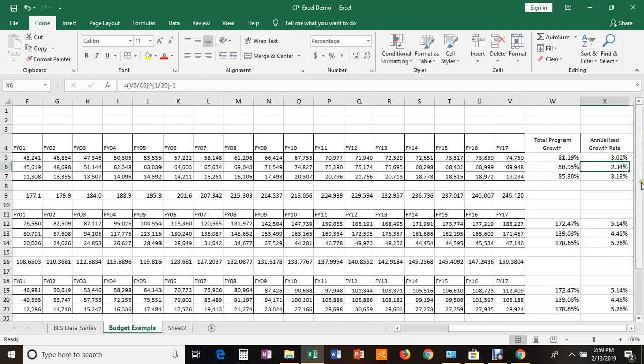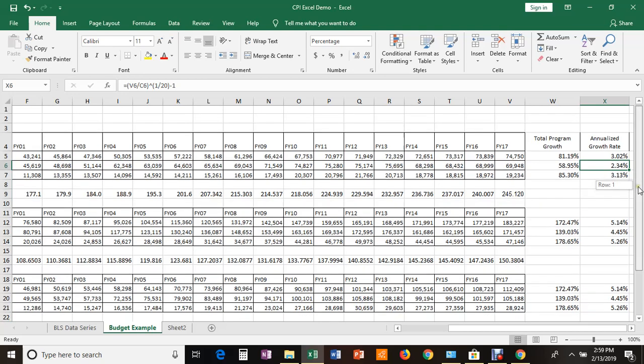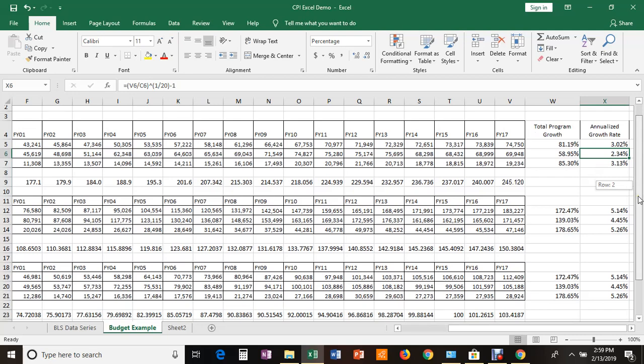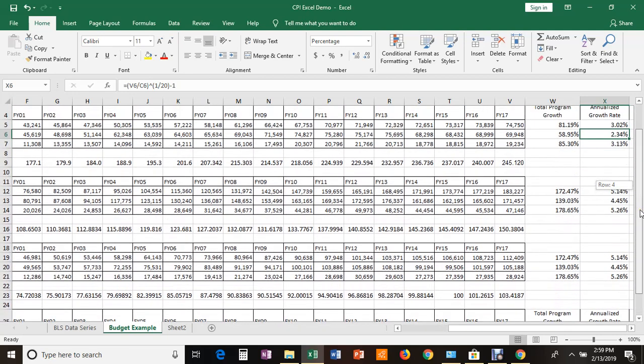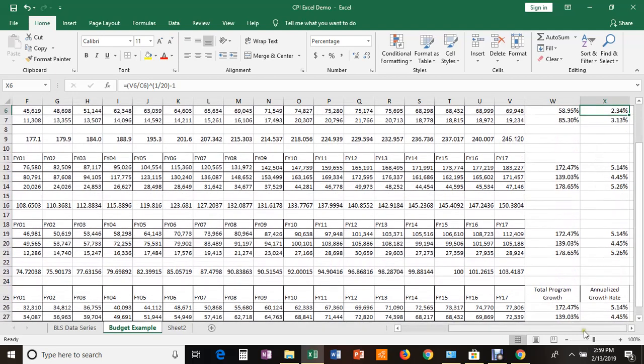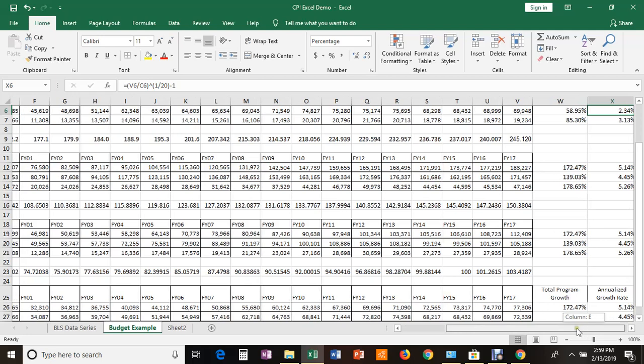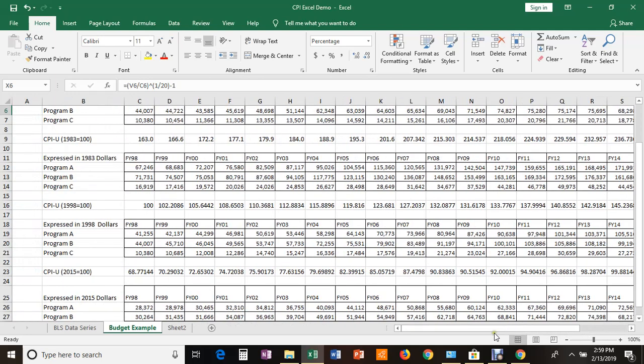So what we see is, on an annual basis, program A grew by 3.2%, 3.02%, I'm sorry. Program B grew at an annual average of 2.34%, and program C grew at an annual average of 3.13%. Okay, that's all well and good, but keep in mind, all that is in nominal dollars. But I wanted to know what the growth rate was in terms of dollars stated in terms of a reference year.